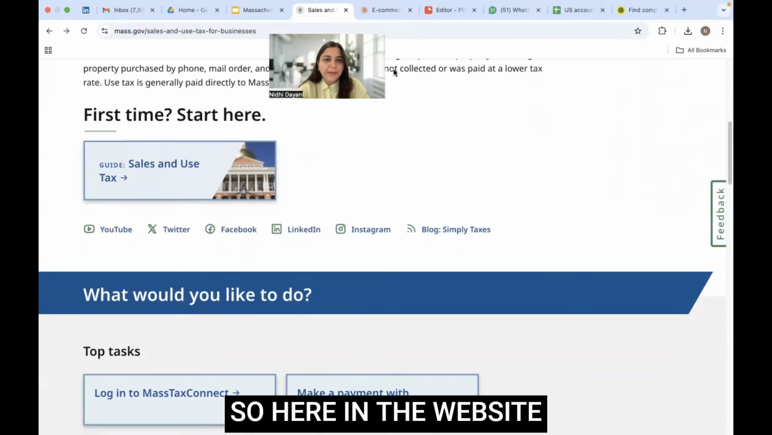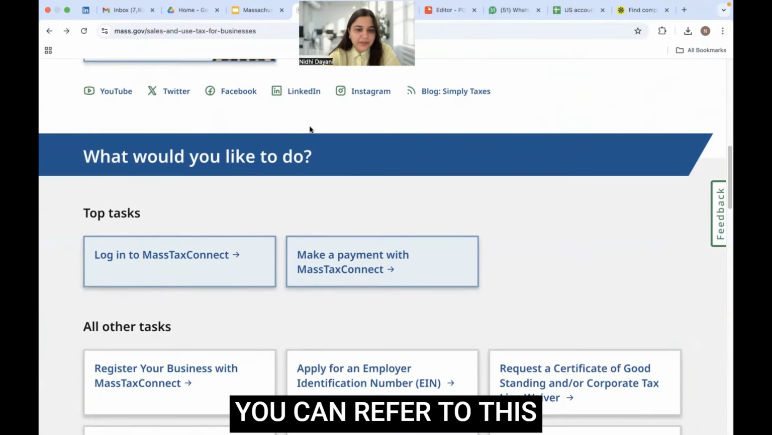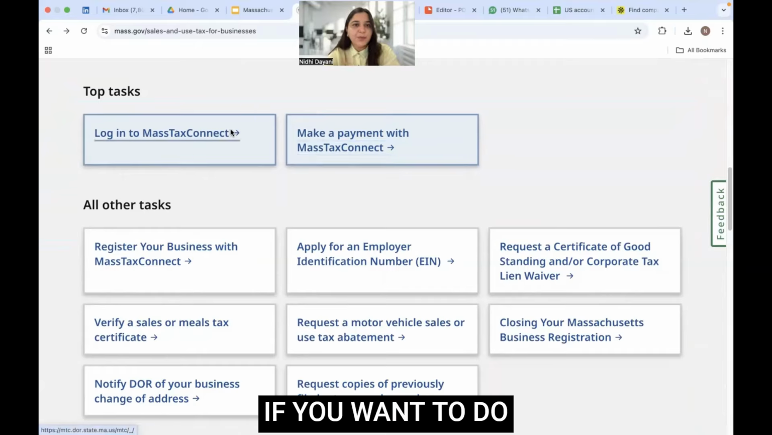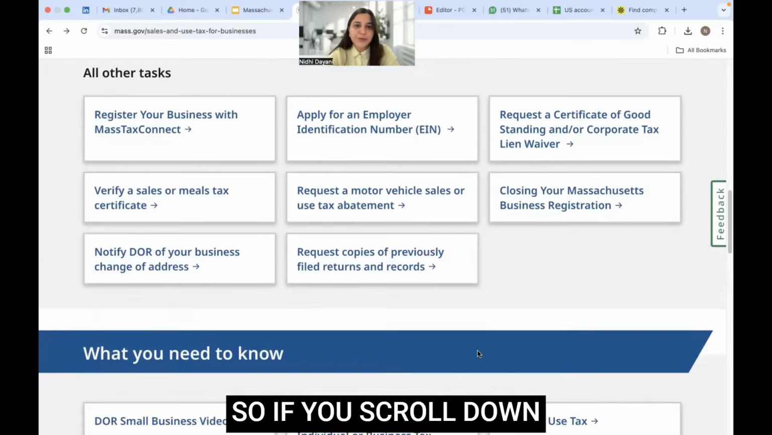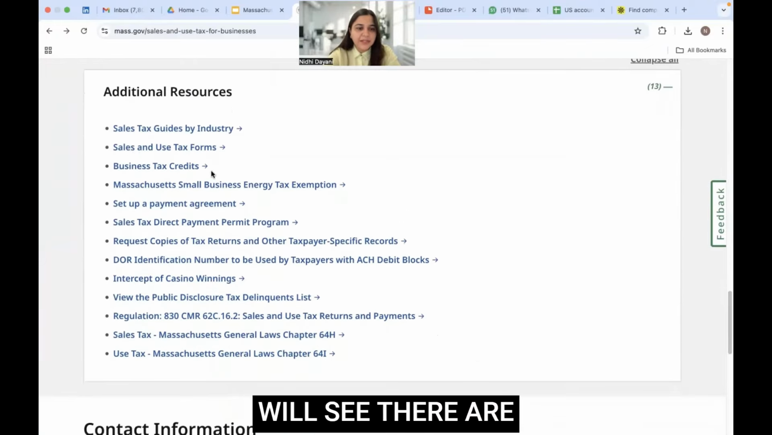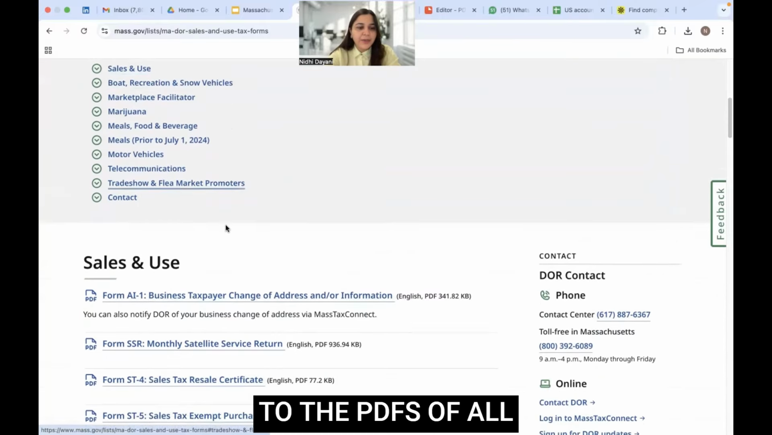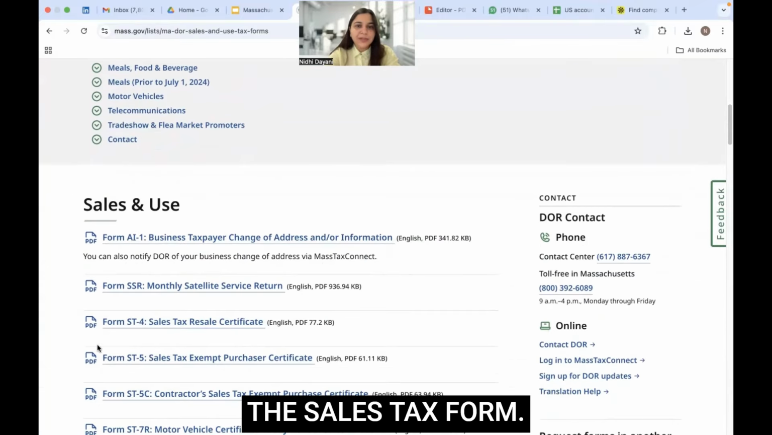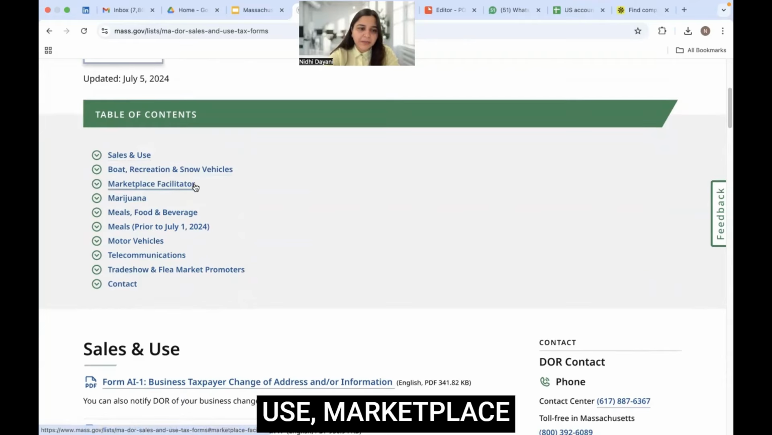So here on the website, you will see that there is a guide on how sales and use tax can be done. You can refer to this as well. But ideally, if you want to do e-filing, you log into MassTaxConnect, and there are some other links that you will also see. If you scroll down on this website, you will see there are some additional resources, and here you will find sales and use tax forms. If you click on this, you will land on the PDFs of all the sales tax forms. These are for different categories also: sales and use, marketplace facilitator, telecommunications, and so on and so forth.